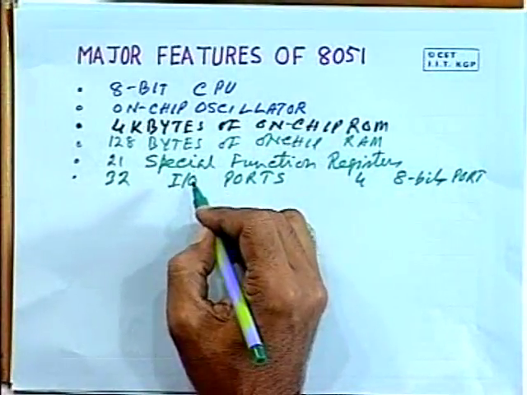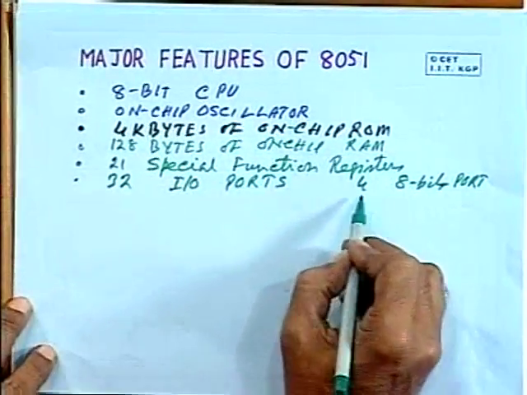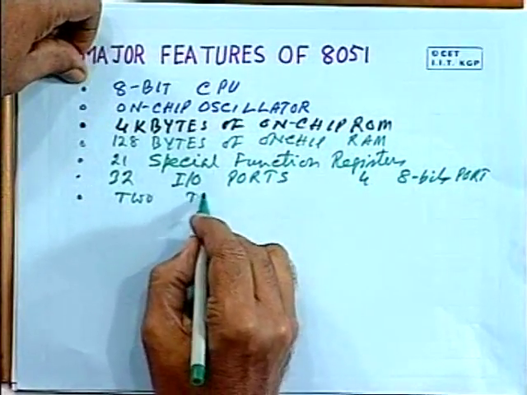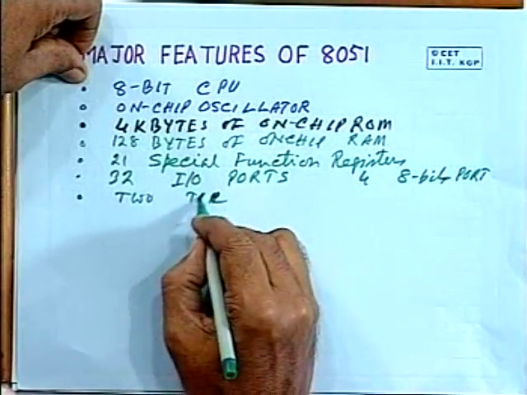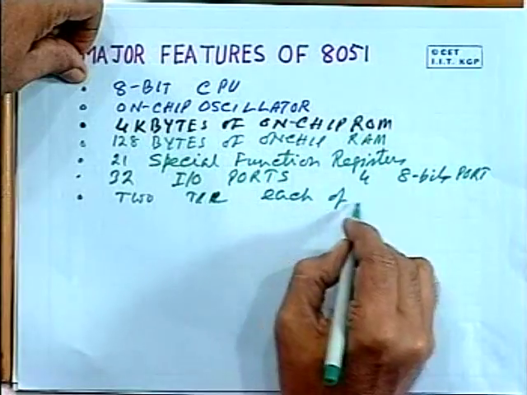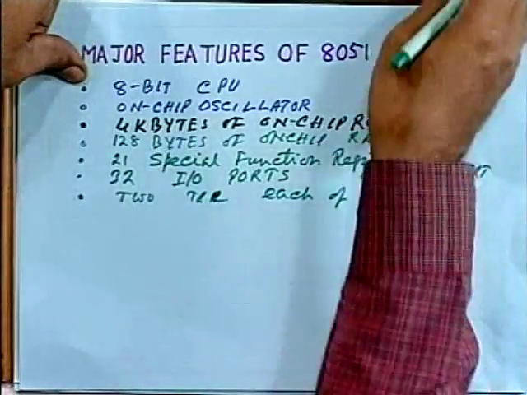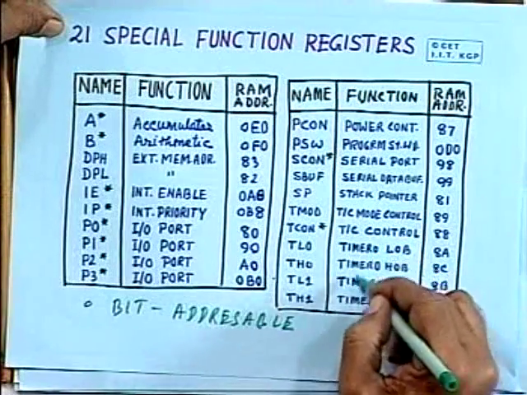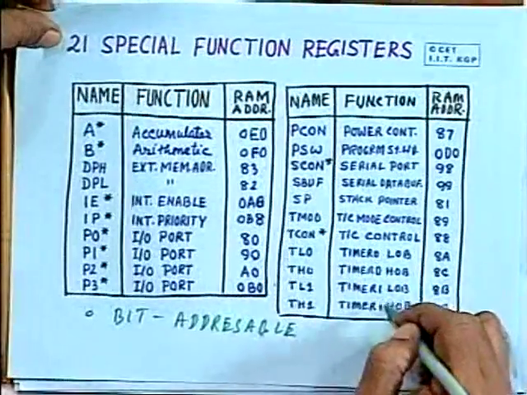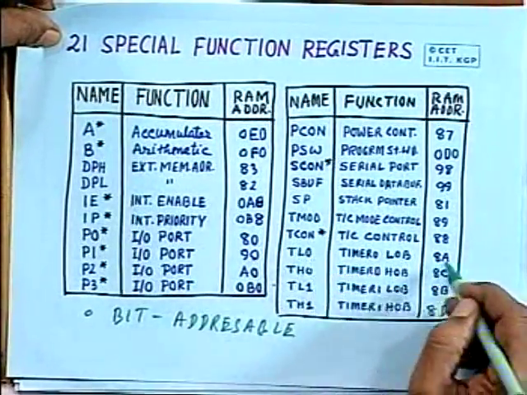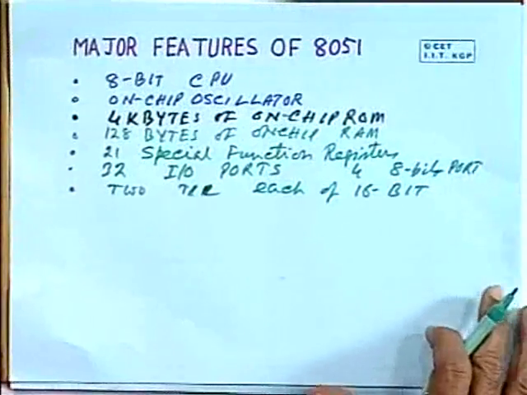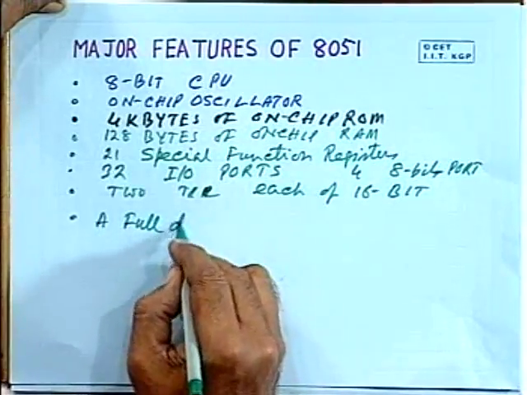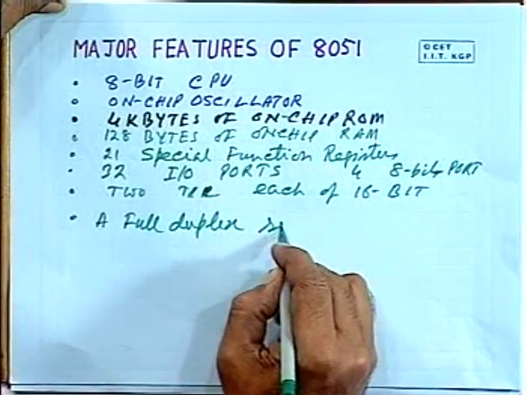So apart from these IO port lines, you have got two timer counters. As I have mentioned, two timer counters, each of 16-bit, and we have seen these are the corresponding counters, which can be accessed by their symbolic names or by their addresses. Then you have got a full duplex serial port.